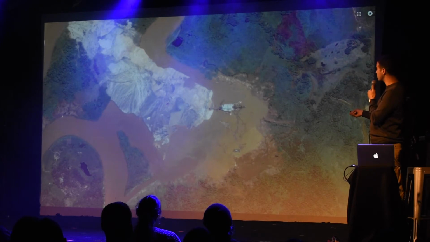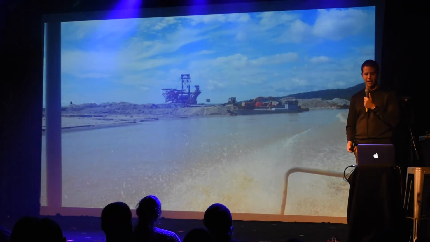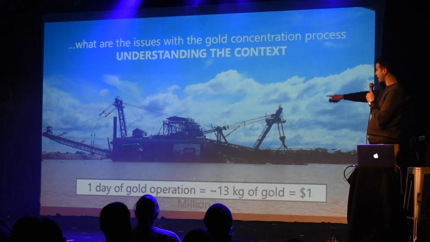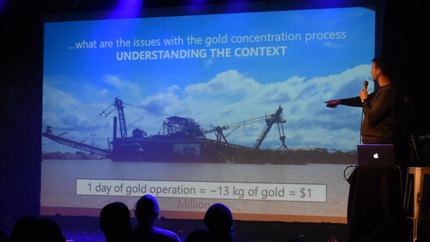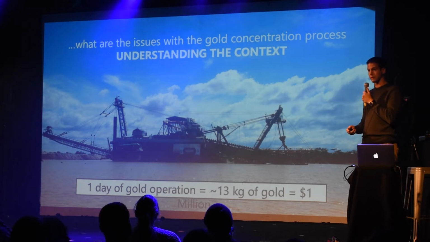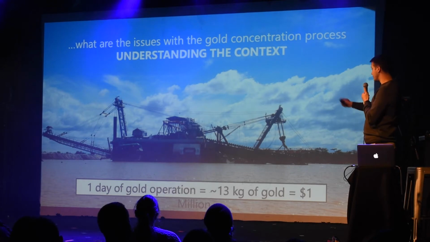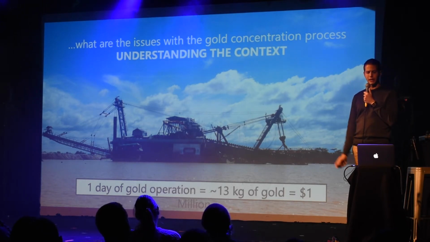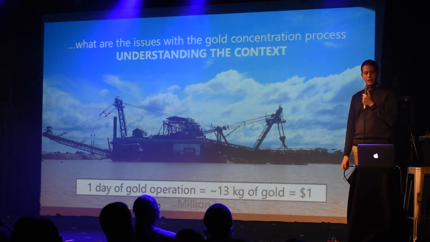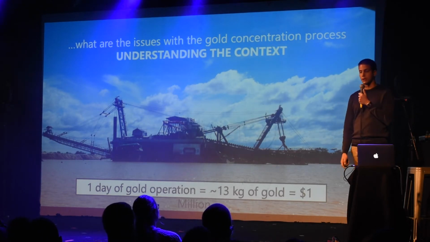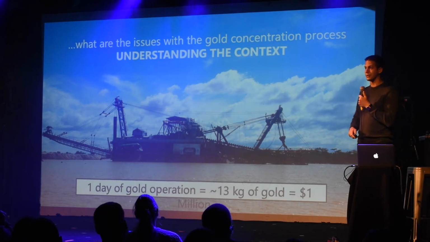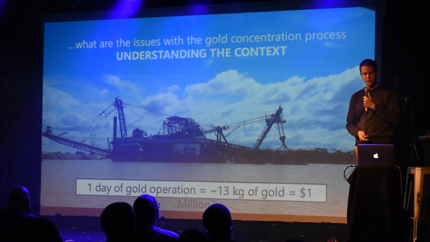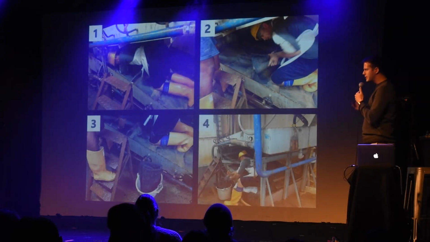In this image, it looks pretty small, but these things are massive, and they have 4 or 5 of them. To give you an idea of the size, each has like 5 floors, a helipad on top, and a military base. And to give you an idea of how much they make: in 1 day of gold operation, they extract around 13 kilograms of gold, and that's the equivalent of $1 million. So we are talking about the middle of the jungle and a conflict area, so there's a lot of risk there. And this is what we were dealing with.